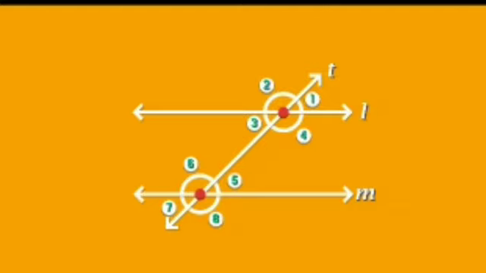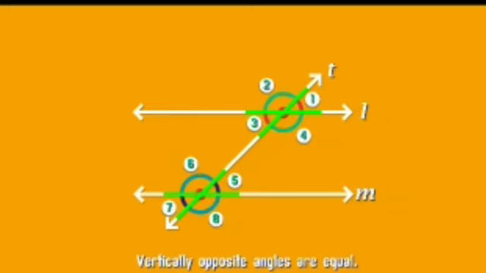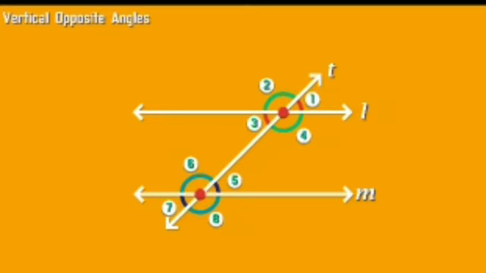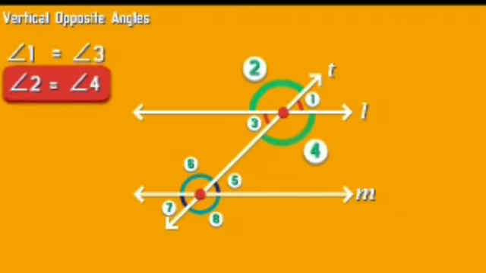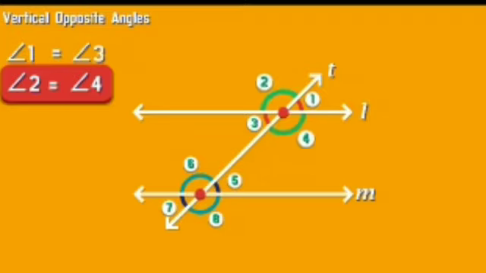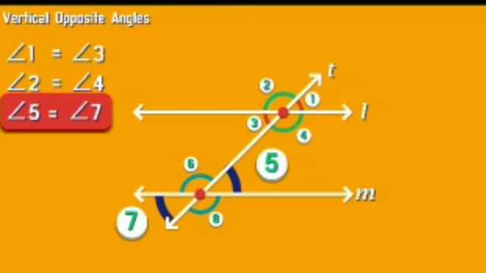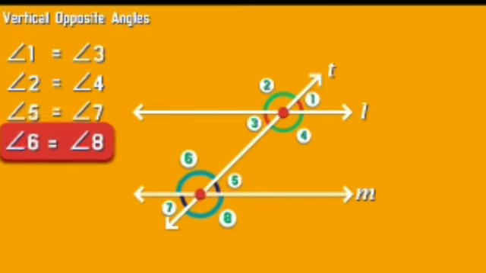As we already know, when two lines intersect each other, the vertically opposite angles are equal. So here it can be concluded that angle 1 is equal to angle 3, angle 2 is equal to angle 4, angle 5 is equal to angle 7, and angle 6 is equal to angle 8.